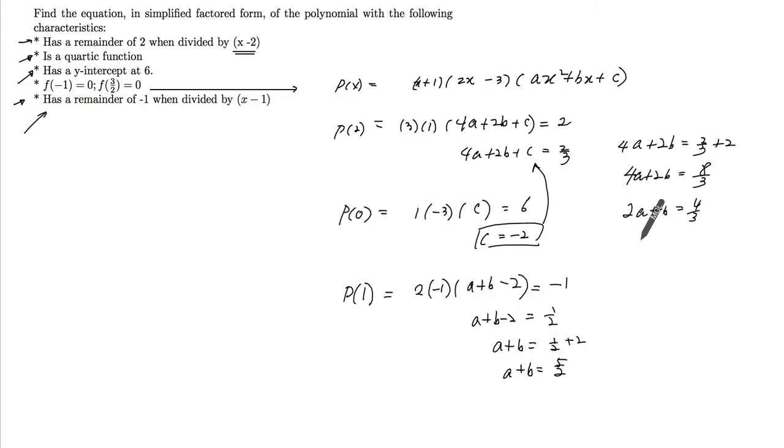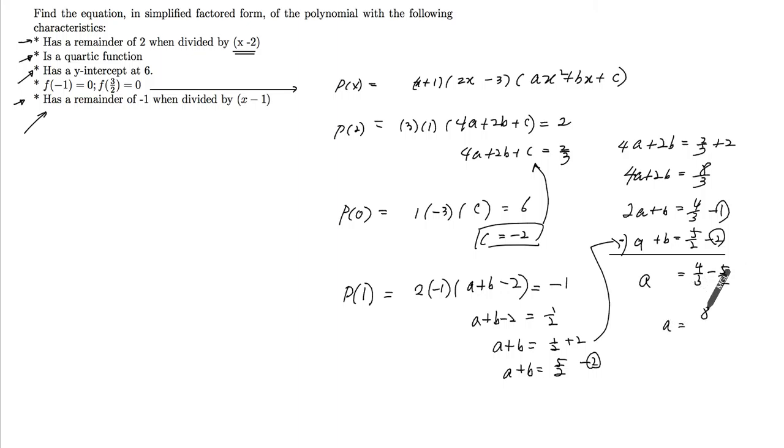So let me put this right here. Call this equation 1. Let's call this equation 2. Put equation 2 right here: a plus b equals 5 over 2. Okay, and let's do elimination. Then you get a is equal to 4 over 3 minus 5 over 2. So that's minus 7 over 6. Plugging it back in here.